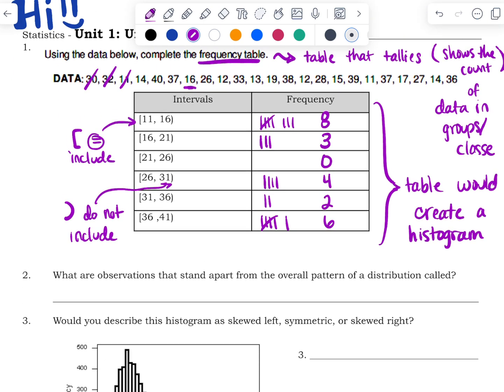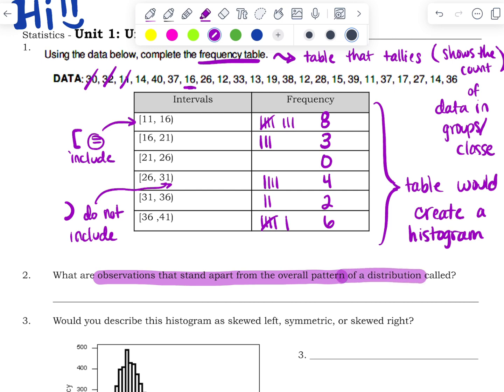All right, moving on. I know this probably sounds super long-winded. What are observations that stand apart from the overall pattern of distribution called? We have a much shorter word for that, outliers. That's what they're called. They're values that don't fit the pattern.